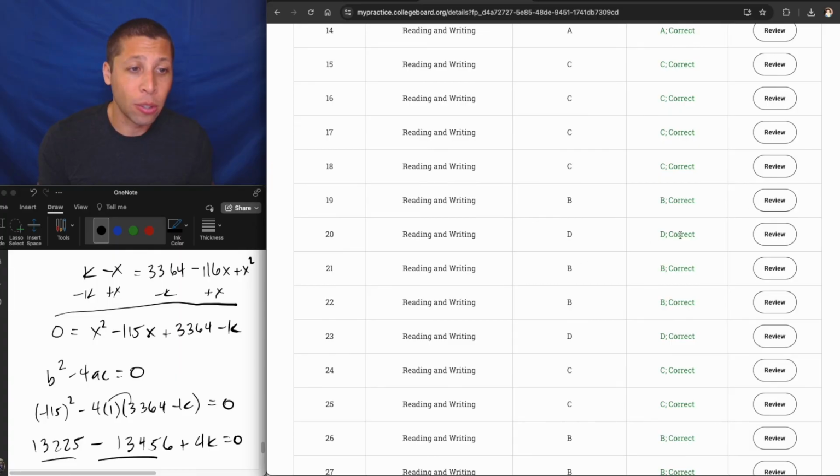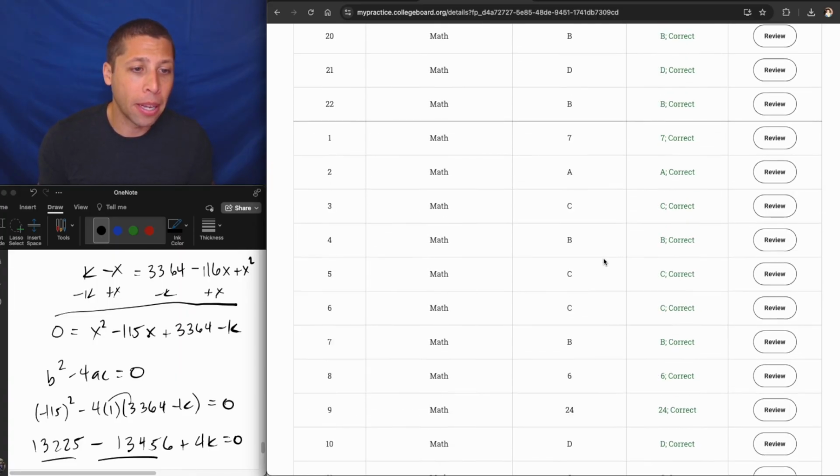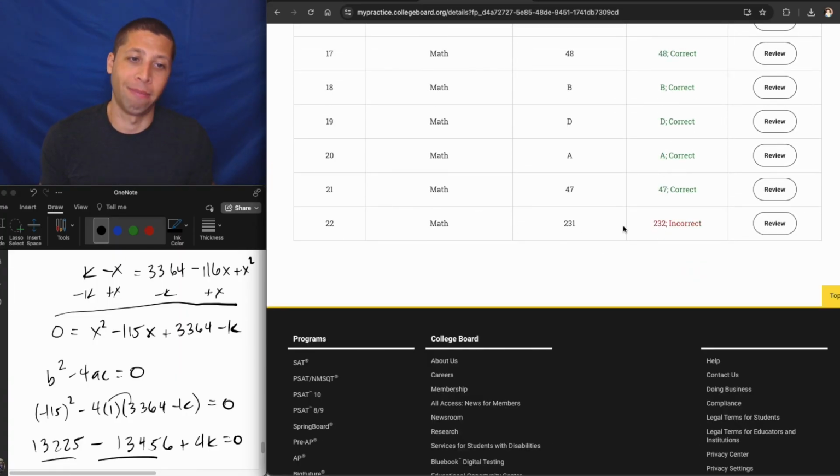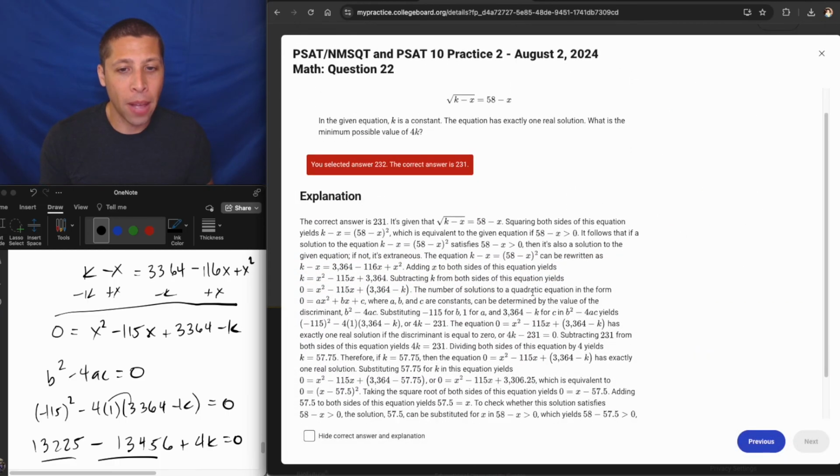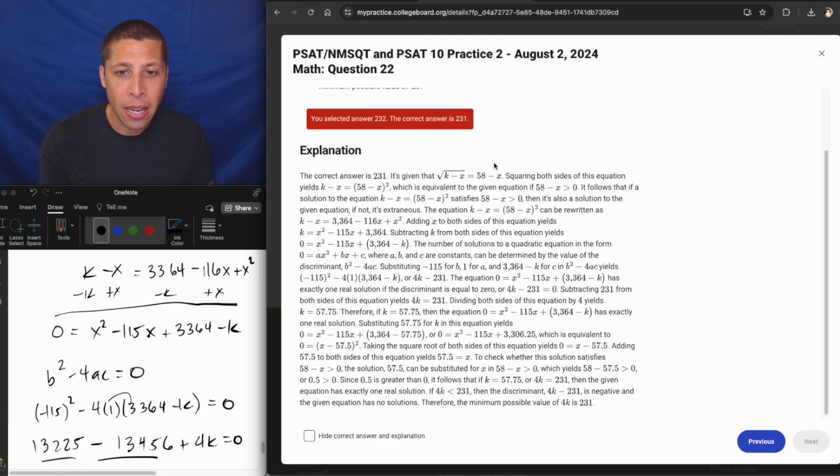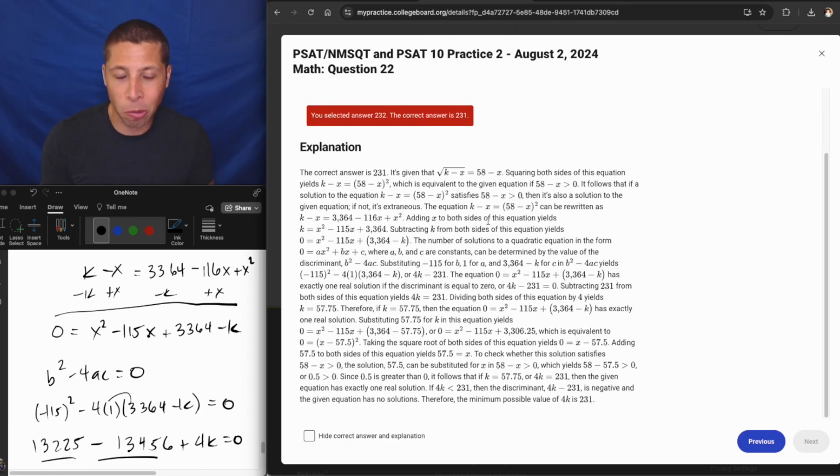But you can go through every question, whatever. But here we get the problem, right? I had two answers for this question. This was the last one I did. 232 was what I put, but I did find algebraically that 231 should be the answer. And maybe foolishly, I trusted the calculator instead of the algebra. But I'm curious why. I'll talk more about it. But here is the explanation that the College Board gives.